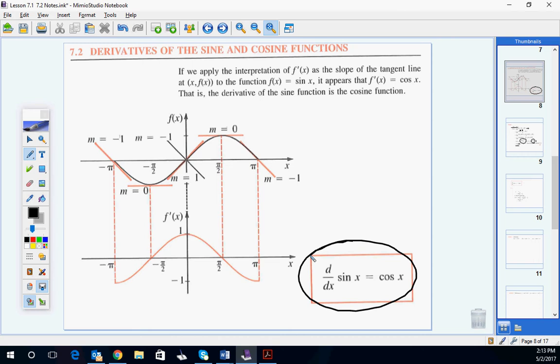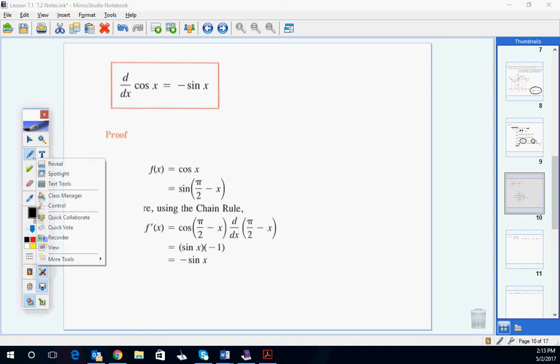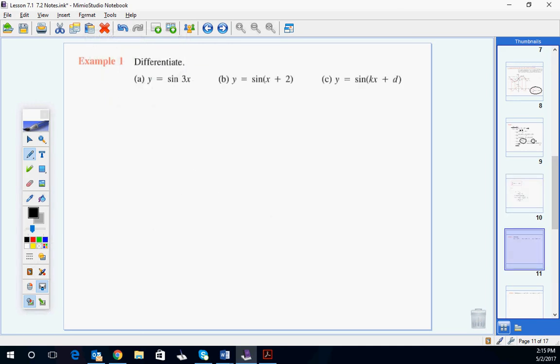Yeah, we're over halfway. Okay, so then here, the second one you want to know: the derivative of cosine is negative sine. Okay, a little quicker proof there. I'll just let you look at that if you'd like. Pause the video. All right, so let's just go to actually doing some of these.